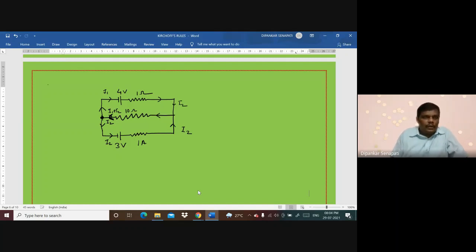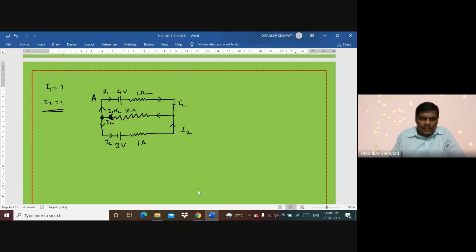But our target should be fixed: we are going to find I1 equal to what and I2 equal to what. How will we proceed? We have shown the distribution of current using the first law only. Using the second law we will find equations, and from these equations we will solve for I1 and I2. I1 and I2 are two variables, so we need two equations from two different loops. We have three loops, and we can take any two.